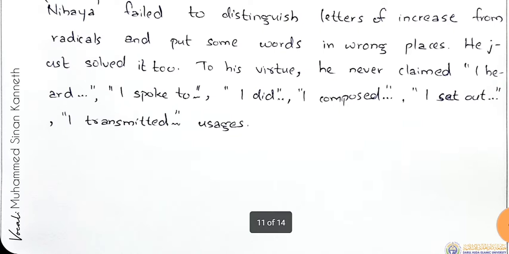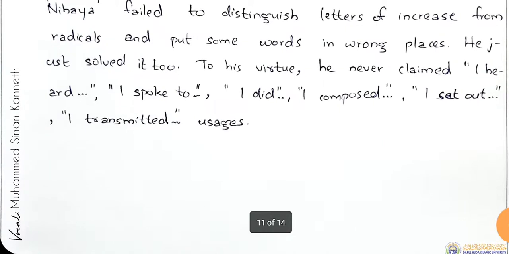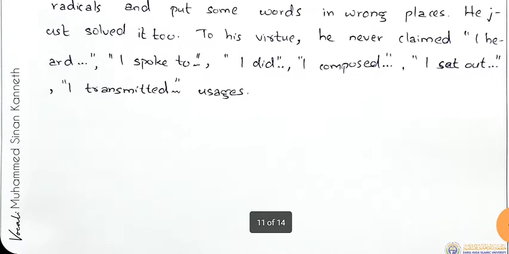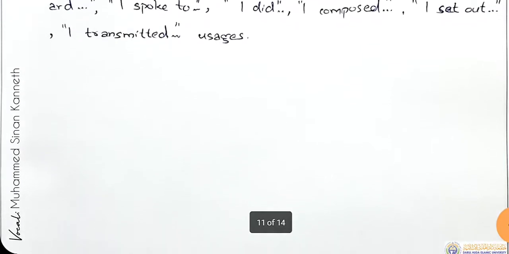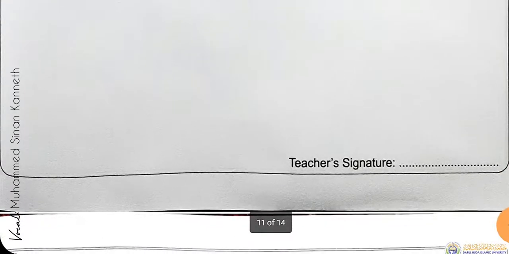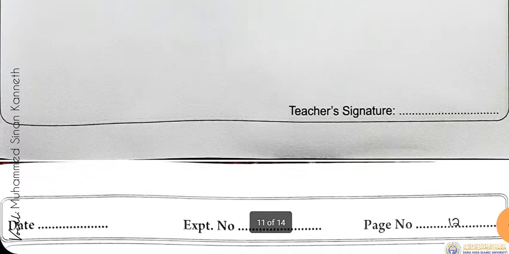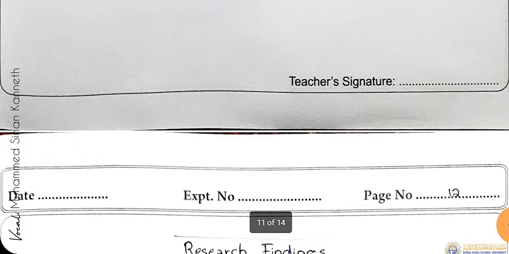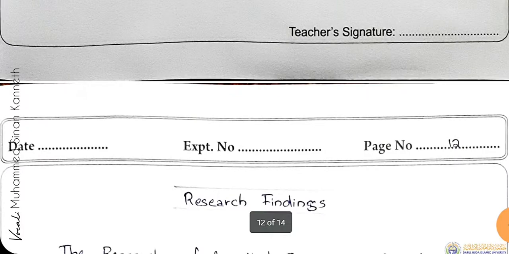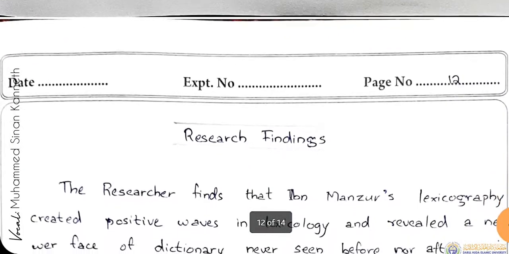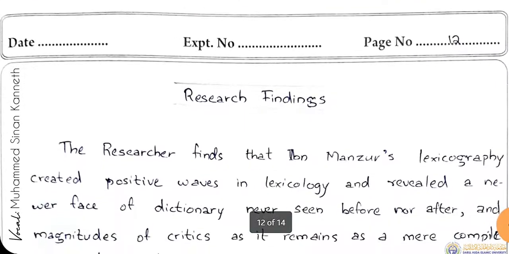Traditionally, Nihaya too failed in his arrangement and also in its distinguishing of letters of increase from radicals, and Nihaya put some words in wrong places. He solved that too. And our research finds that Ibn Manzur, the famous lexicographer of the 14th century, the famous philologist of Arabic in Egypt, never failed in creating a dictionary. He was creating history. He was creating a new lexicon for lexicography. Admirable, praiseworthy, appreciable, innovative, and a great leading movement towards the contributions of Arabic lexicography.